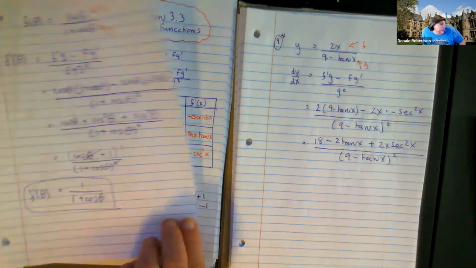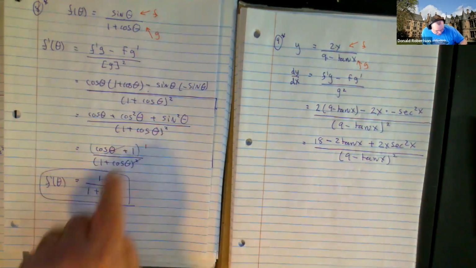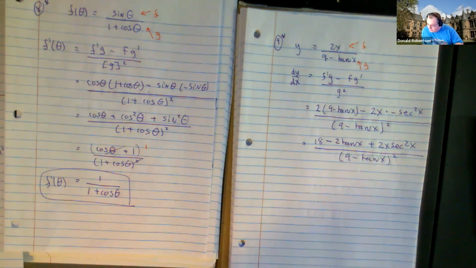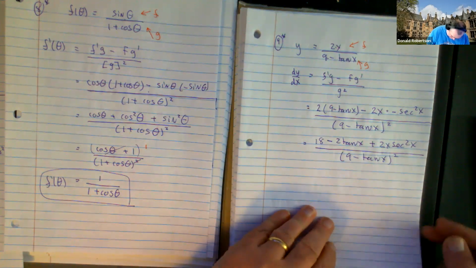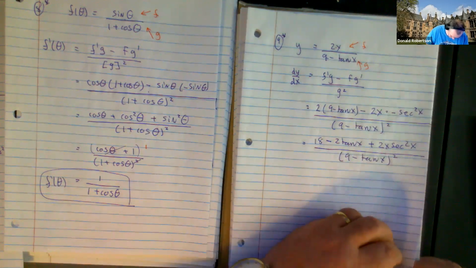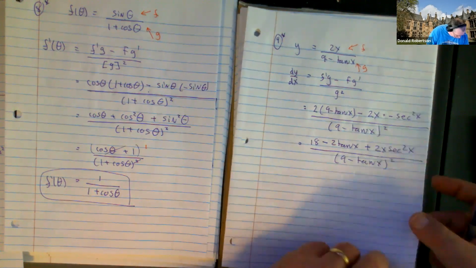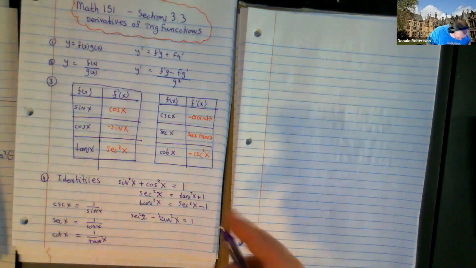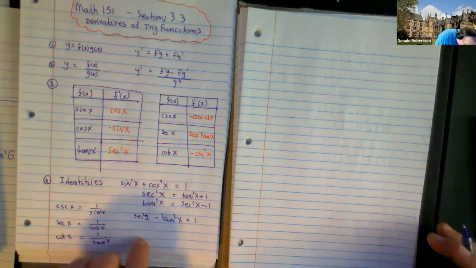So this one came out really nice. And this one really horrible. You don't know what you're going to get until it happens. I'm going to show you a product rule because it allows me to add an identity that I haven't done yet.